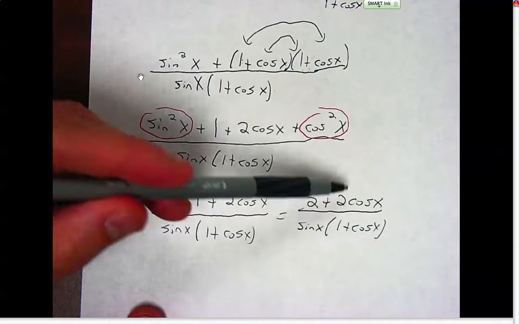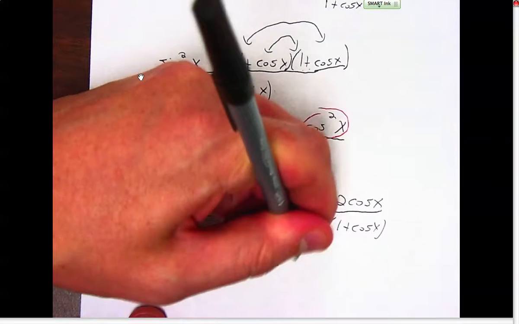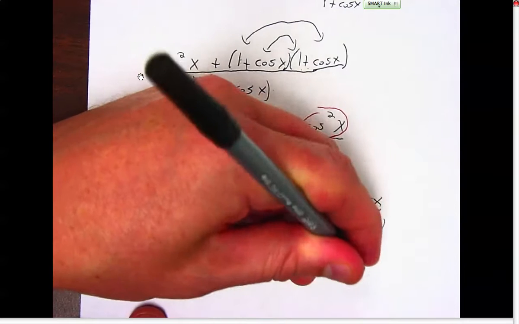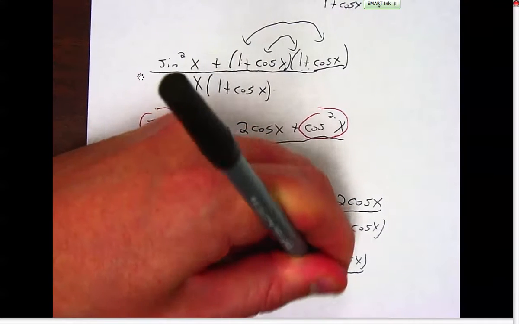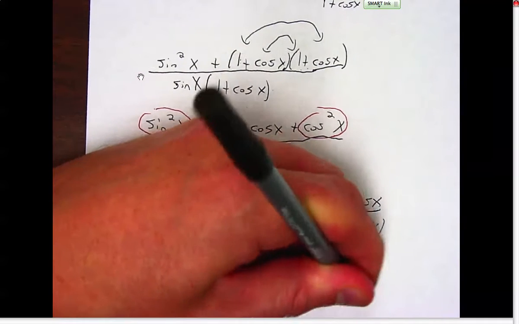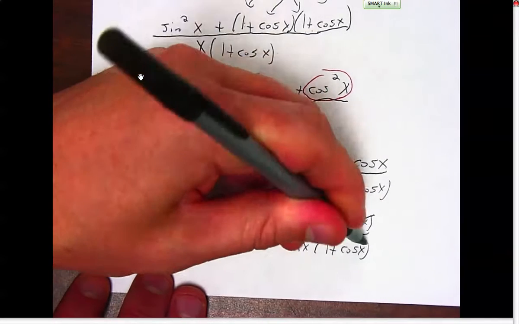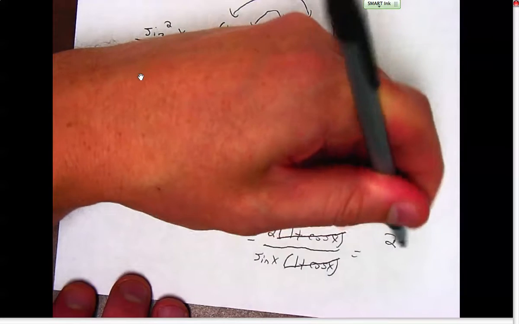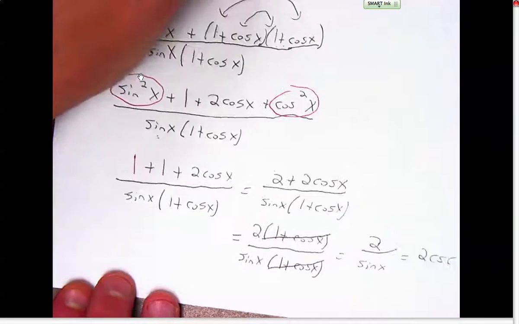I notice both of these have 2, and so there's my strategy from the last video. Pull out that common factor, and after I do that, I see that I am actually home free now, because now I have a 1 plus cosine of x on the top. I have that exact same thing on the bottom, so I'm able to cross those out. That leaves me with 2 over sine of x, which is the same thing as 2 cosecant of x.